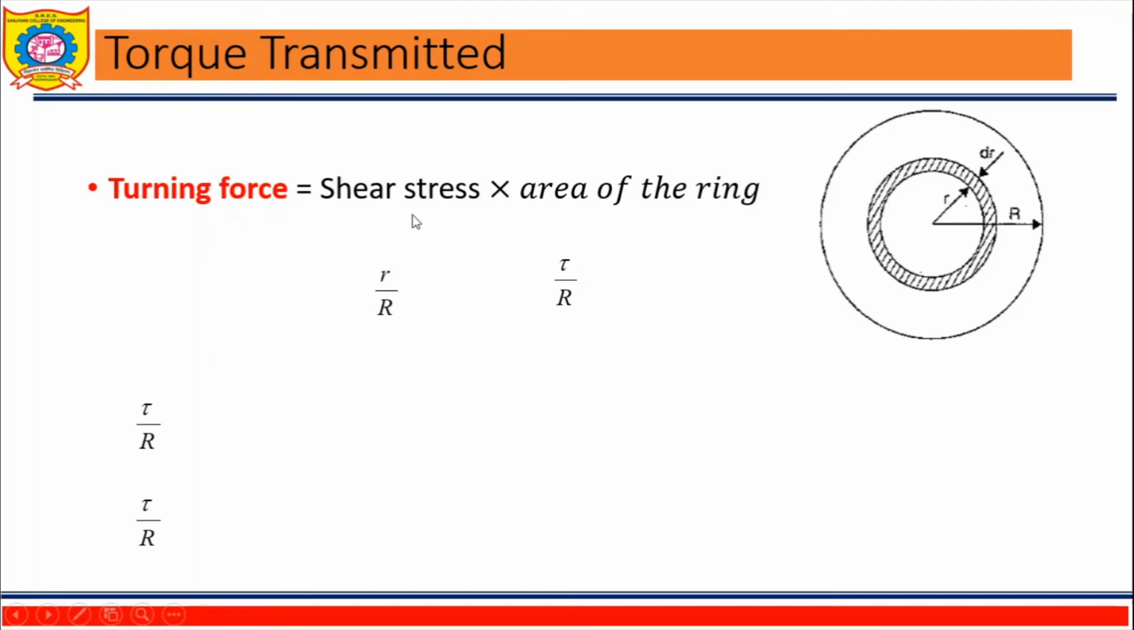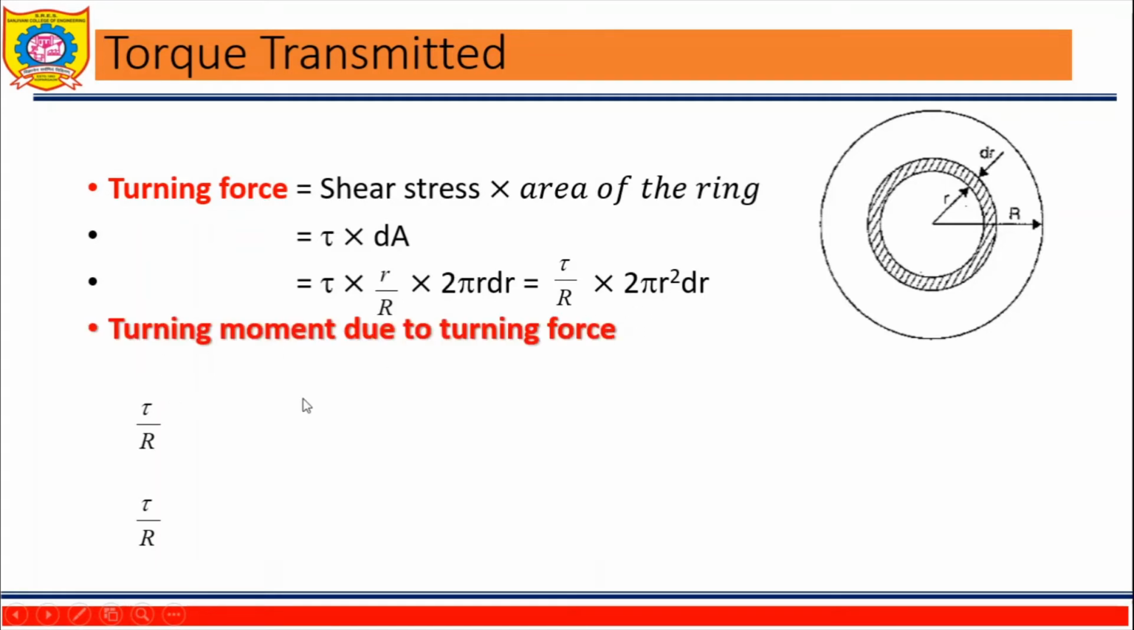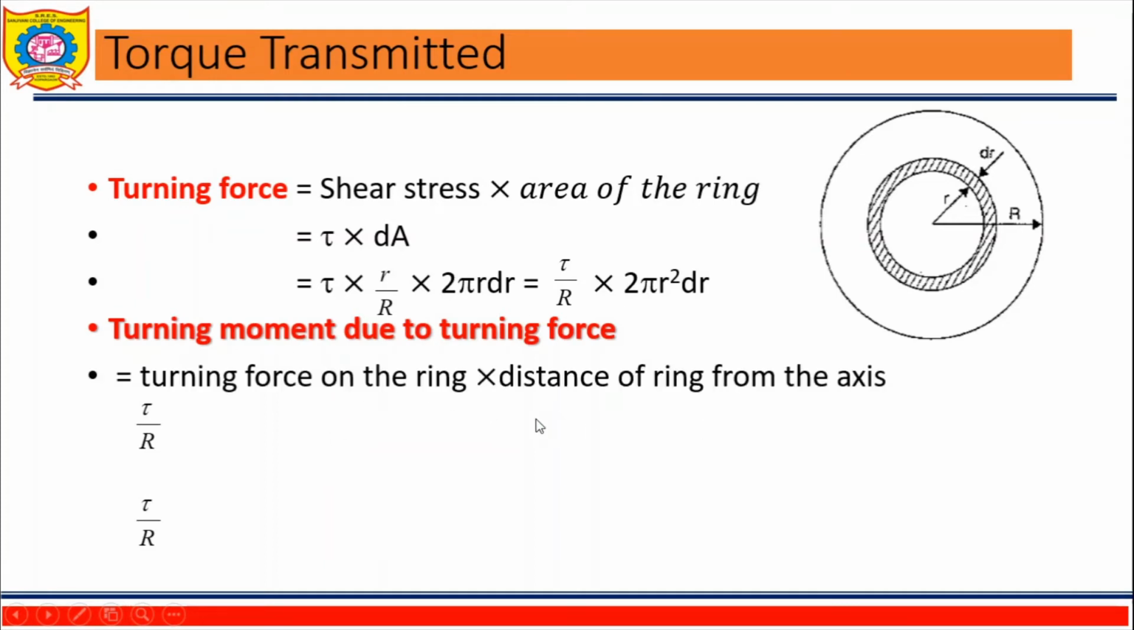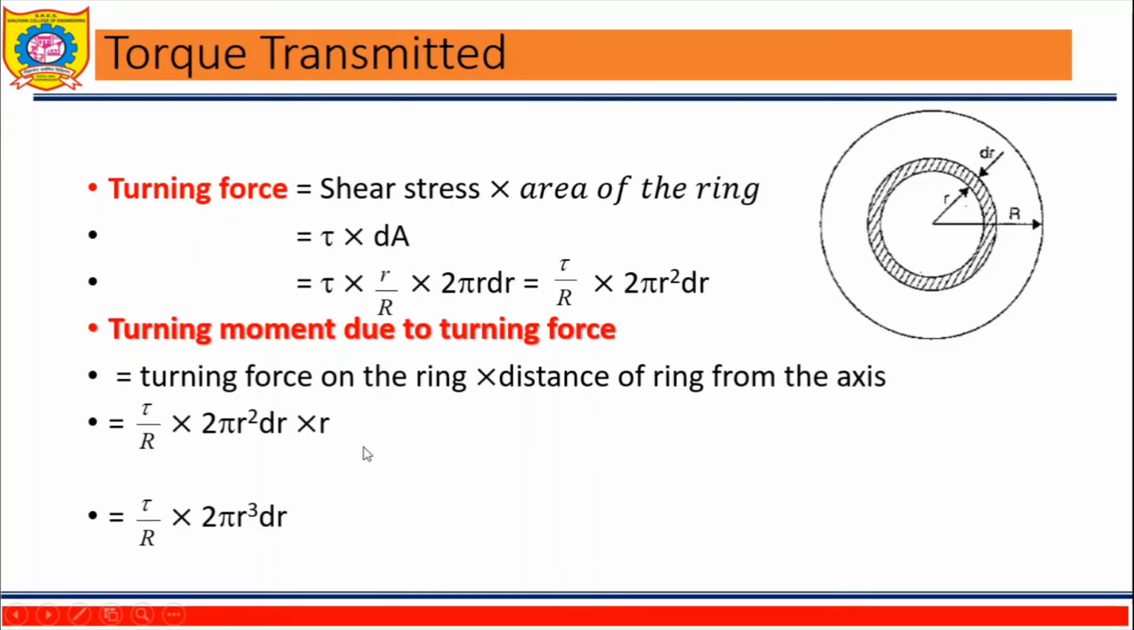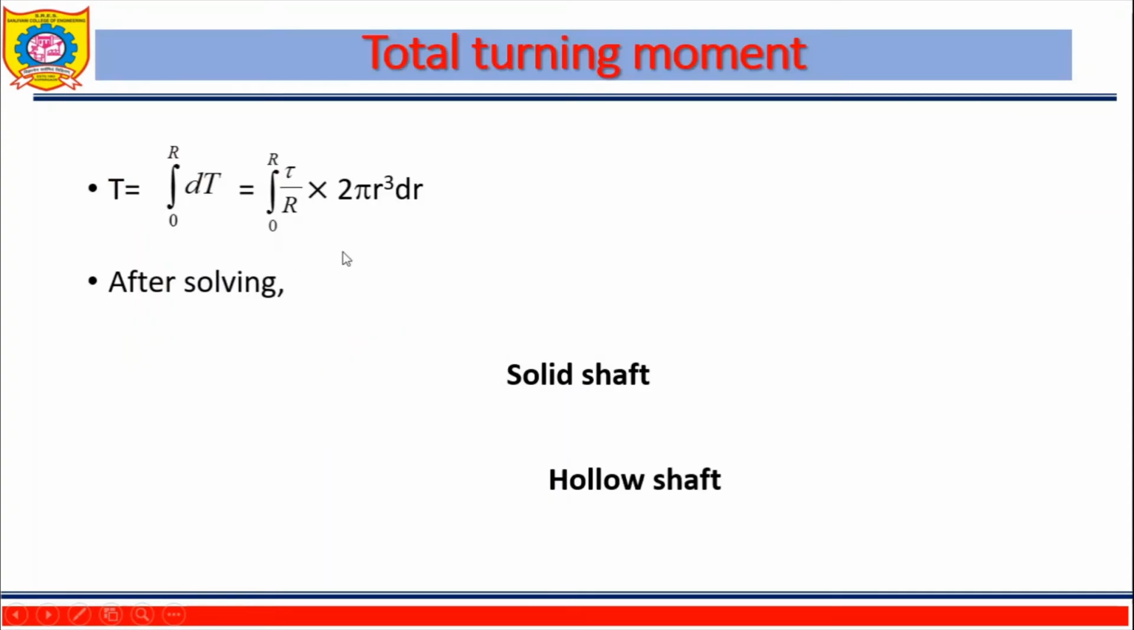Turning force will be shear stress into area. Shear stress is tau, and the area of the ring is dA, which is 2 pi r dr. So tau into 2 pi r dr is the turning force. We know that the turning moment will be turning force into distance. So we can obtain this turning moment.